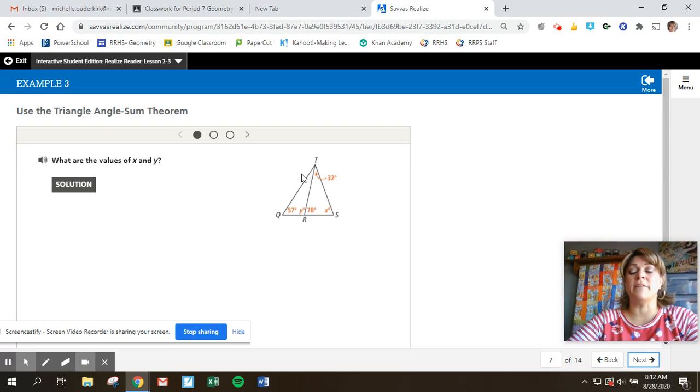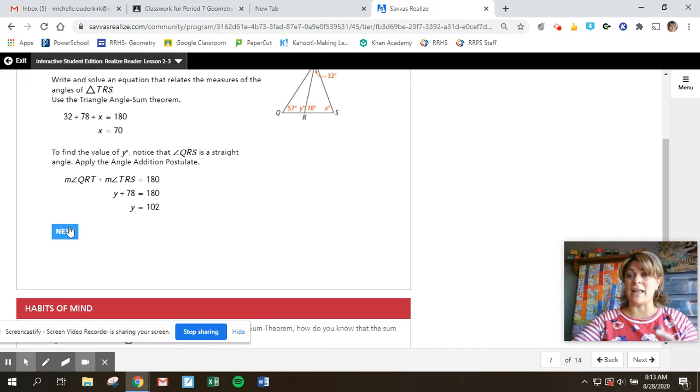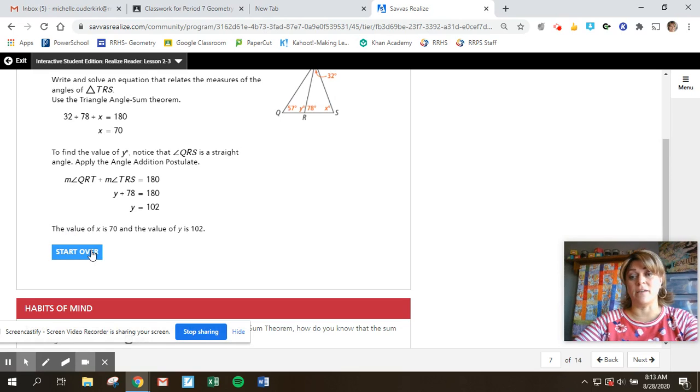It asks for y. Now, there is a way to find y without using triangle sum theorem twice. You'd have to use it the first time for triangle TRS, but look at these 2 angles, y and 78. Those two together are a linear pair. They are angles on a line. So together, they equal 180. The solutions are here. They go through all of it, and they basically show you exactly what I just told you. It's just written out nicely for you, which is, I think, wonderful.